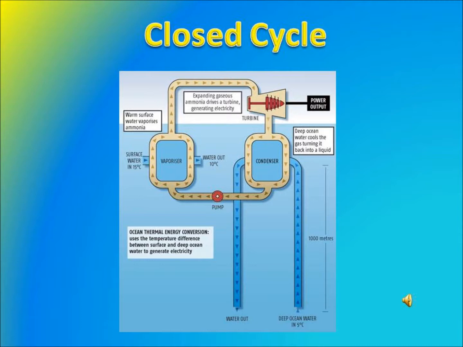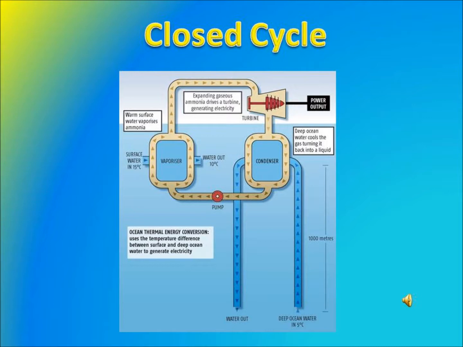Pictured here is a closed cycle system. In this system, the liquid from a naturally gaseous molecule, such as ammonium or propane, is used as a medium. That is, the warm water at the surface, which is present in tropical areas, brings the ammonium to a boil. This happens because it does not take much to bring ammonium to a boil. In nature, ammonium boils at negative 33 degrees Celsius. After that, everything works as predicted. The expanding gas is used to spin a turbine, which powers a generator that creates electricity.